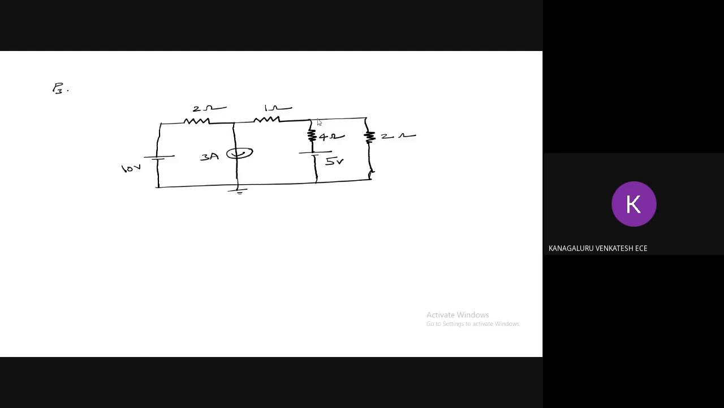For the circuit shown below, find the node voltages and current flowing through 4 ohm resistor. One more question you can add up. Also find current flowing through 1 ohm resistor.